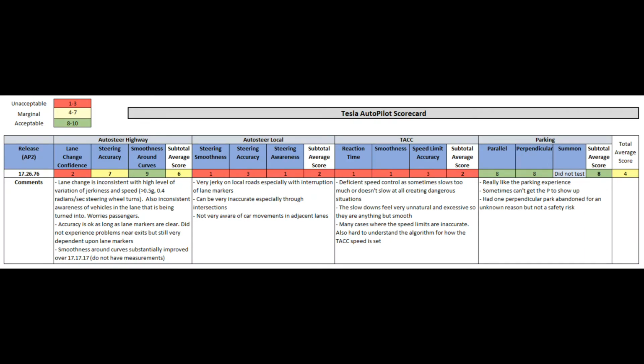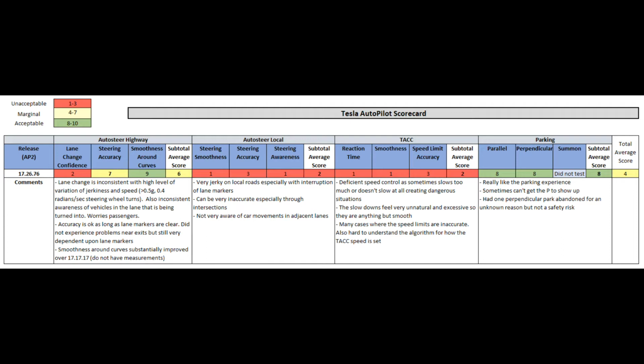In front of you now is a summary scorecard that I made up to try to get each of the releases a number. I think we want to try to get more quantitative than qualitative and try to get a general consensus out there about how good or bad the release is. So I broke this down into sections: auto steer highway, auto steer local roads, TACC and parking. And you get a score of 1 to 3, it's red, unacceptable. 4 to 7 is marginal in yellow, and acceptable is green, 8 to 10.